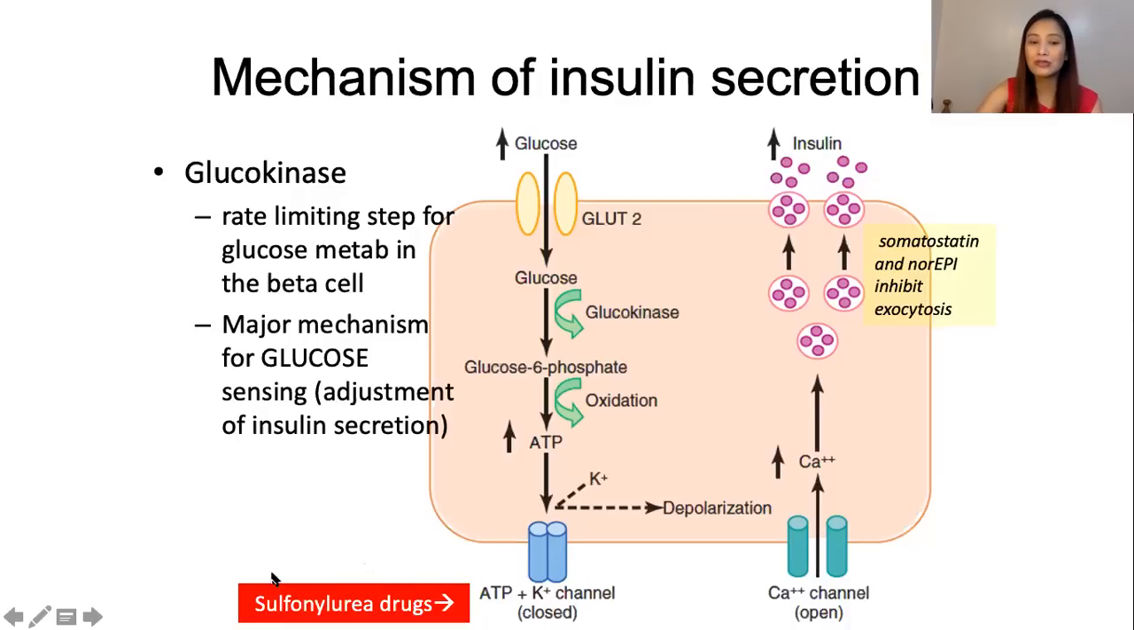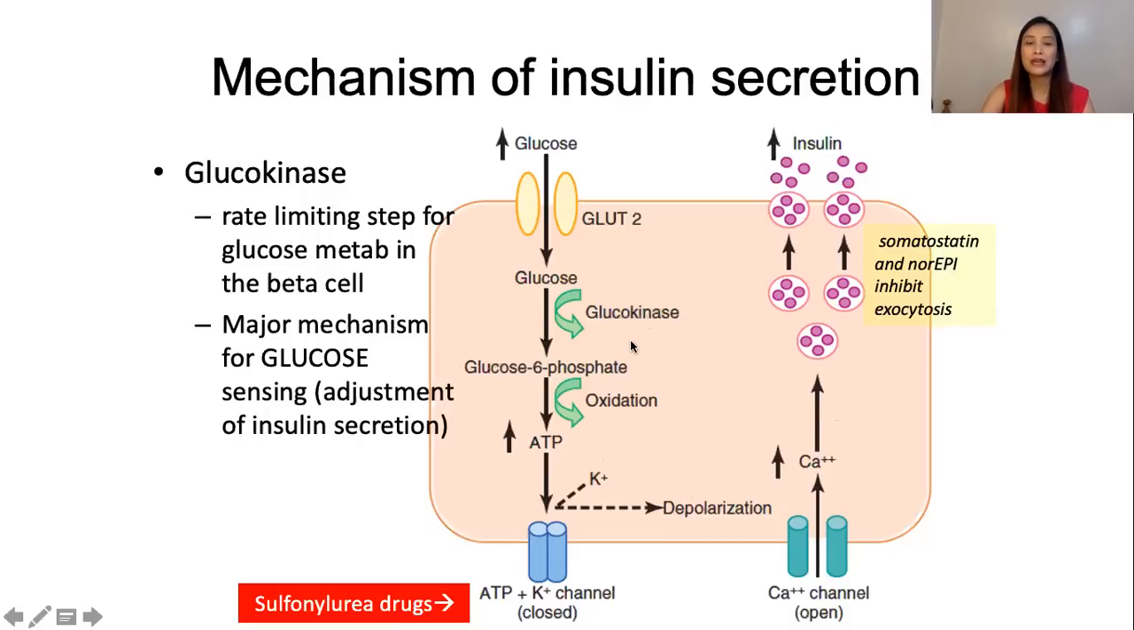When there's an increase in ATP, this results in the closure of your ATP-sensitive potassium channel. And when this is closed, it increases the potassium level inside the cell. An increase in potassium level inside the cell causes depolarization. And if there's depolarization, it opens up the calcium channel. When your calcium channel is open, it facilitates entry of calcium. And increasing intracellular calcium facilitates the release of insulin from your pancreatic beta cell. The release of insulin is inhibited by your somatostatin and your norepinephrine.